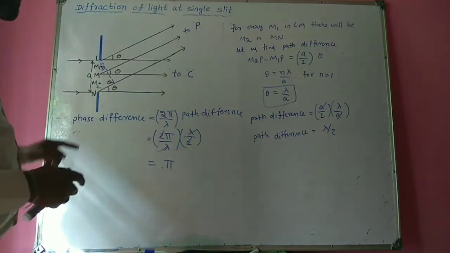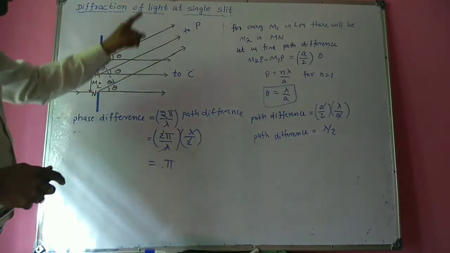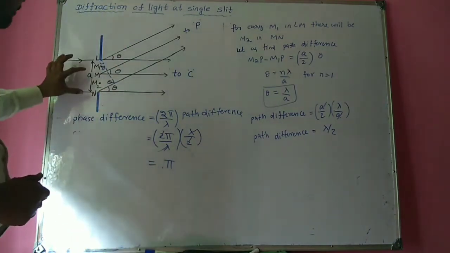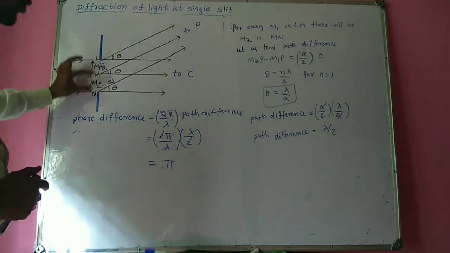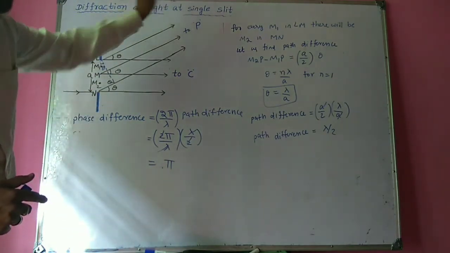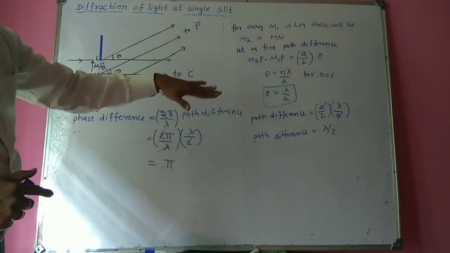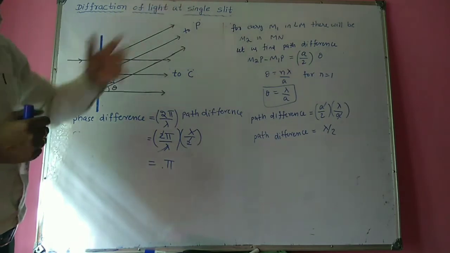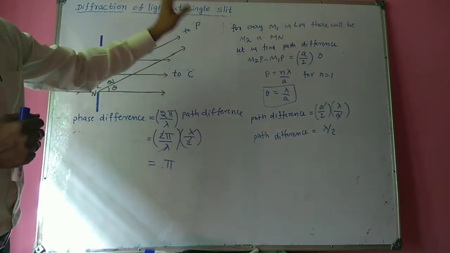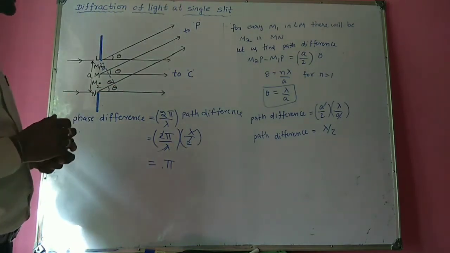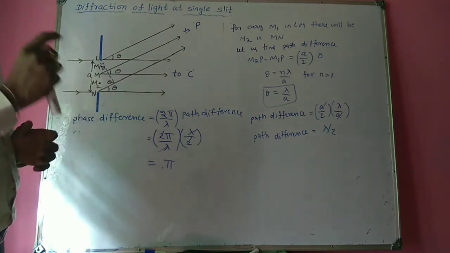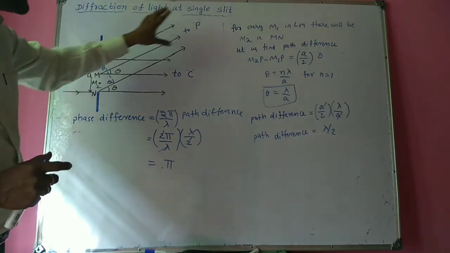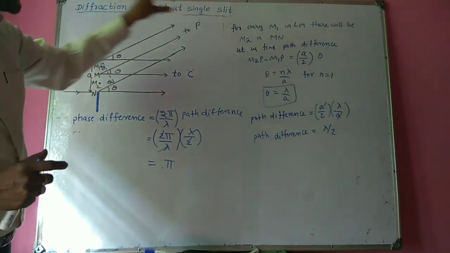Whenever the phase difference is pi, the secondary wavelets are out of phase and their contributions at point P cancel each other. That means the intensity at point P due to LM is cancelled by the intensity at point P due to MN. That means these two halves give equal intensity at point P in the opposite phase, that is, out of phase. That means these two contributions at point P cancel out each other and P becomes minima. So for an angle theta equal to n lambda by A, minima is formed at point P. We have proved this by using the path difference and phase difference relation.